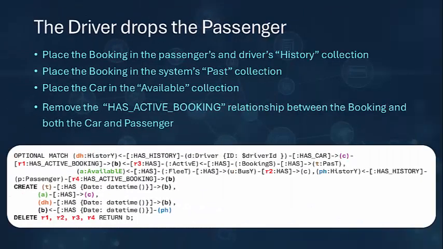When a trip ends, the booking is closed entirely through relationship changes, not by updating fields. The booking is added to both the passenger's and driver's history collections. It's also moved into the system's past collection of completed rides. The car returns to the available collection. The has active booking relationships between booking, passenger, and car are removed. All of this occurs in a single ACID transaction, ensuring consistency.